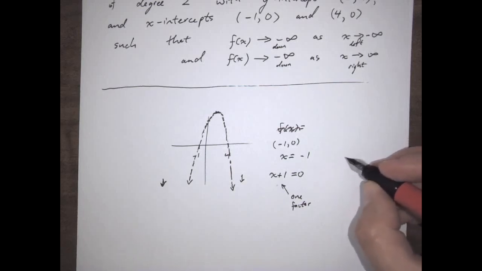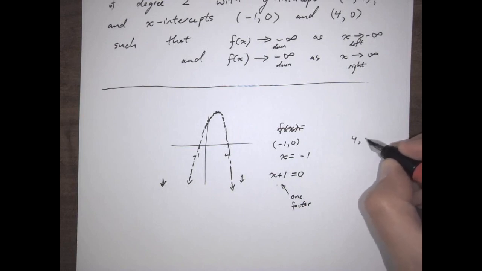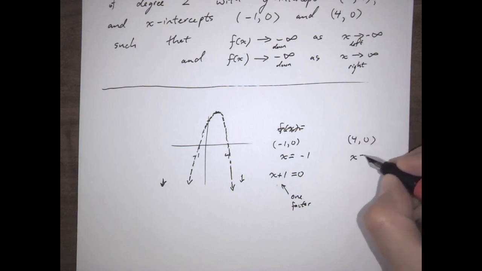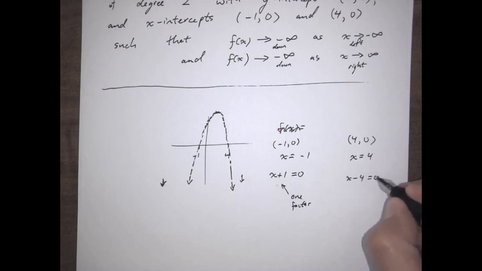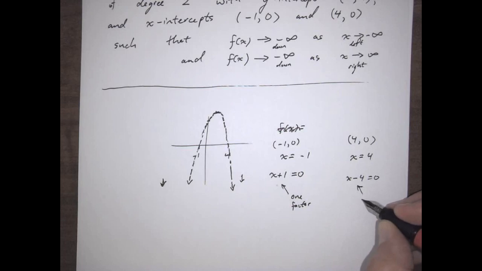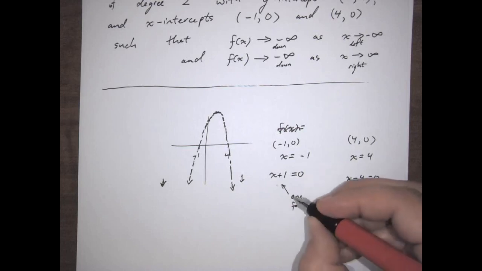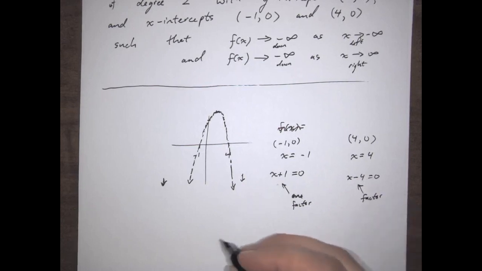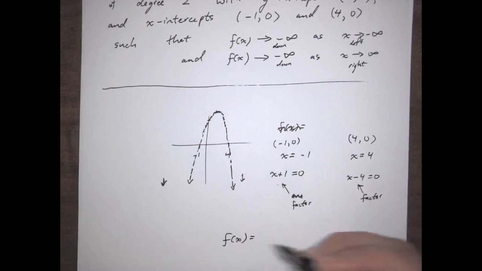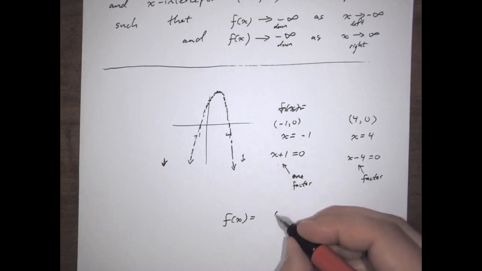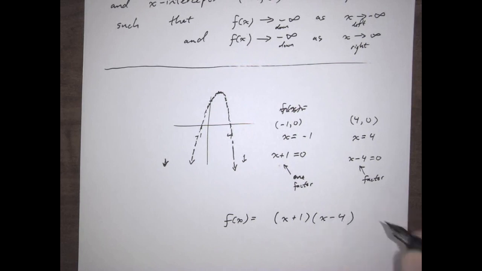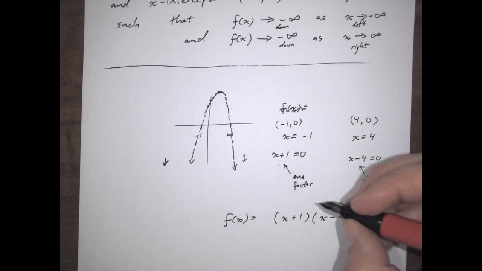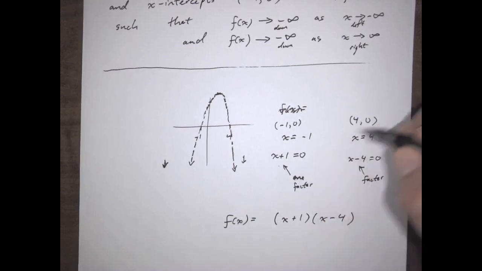Also, what we could have is (4, 0), which, going kind of backwards of the stream that we went through before to reason these things out, means x equals 4, which means x minus 4 equals 0, which means that's a factor. So we got a factor and another factor. Now f of x is equal to, now we have a factor x plus 1, we have a factor x minus 4. Now if we needed to, we could add exponents to these that wouldn't change whether they were factors or not.